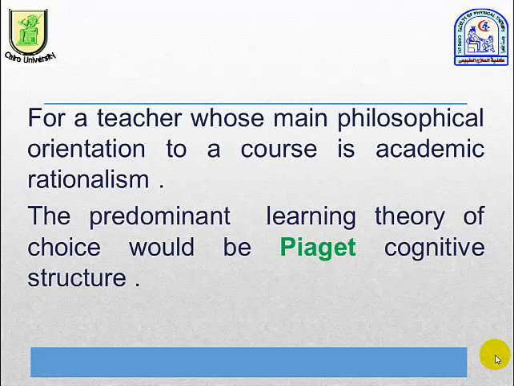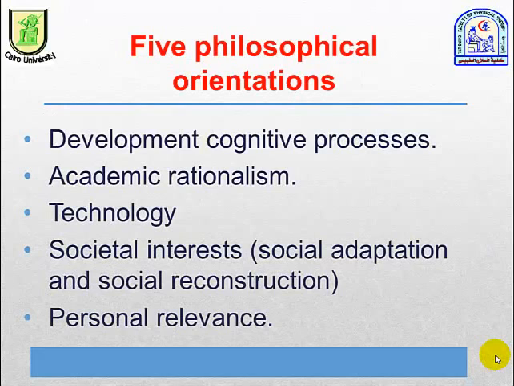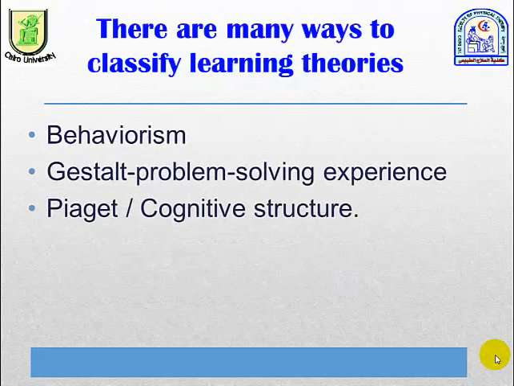So to summarize our lecture for today, we discussed five philosophical orientations: in the form of developmental cognitive process, academic rationalism, technology, society interest in the form of social adaptation and social reconstruction, and the last one of the five philosophical orientations was personal relevance.